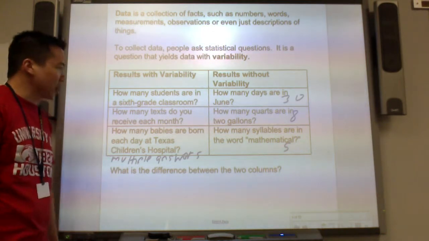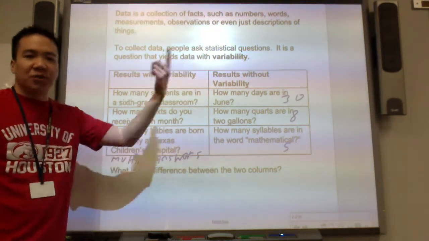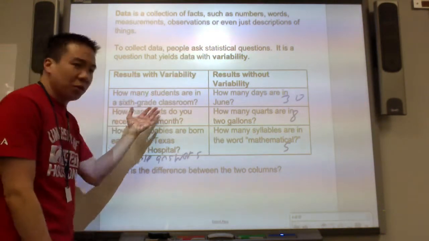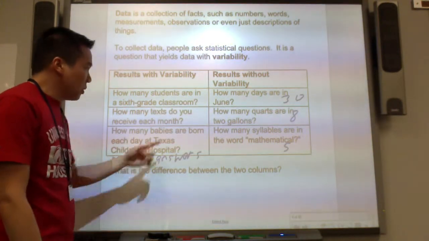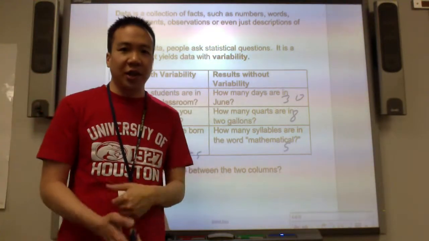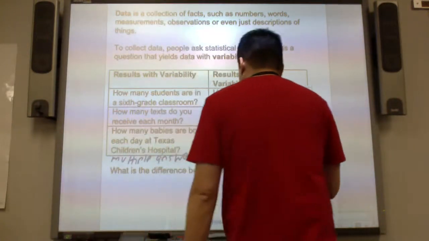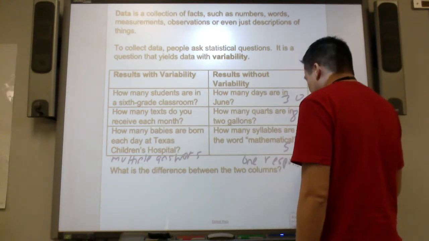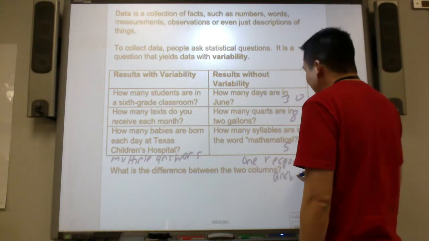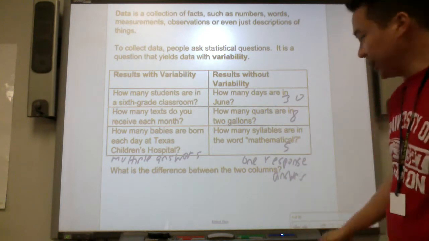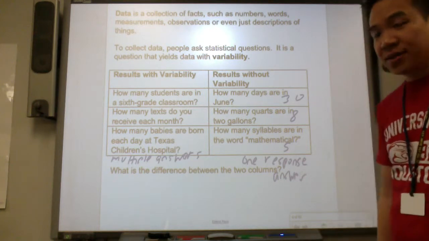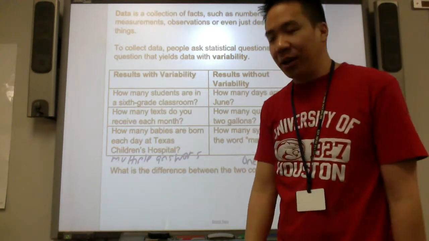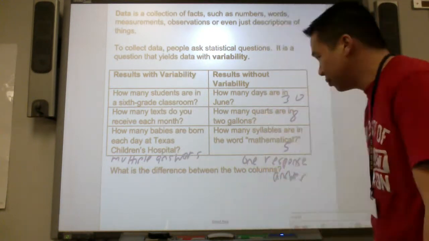How many students are in a sixth grade classroom? Which classroom? It could be my classroom, it could be Miss Meyer's classroom, it could be Miss Peacock's classroom. So all kinds of different numbers. But how many days are in June? It's just 30. That's it. So it has one response, one answer. So if something is without variability, it has one answer, one response. If something has variability, it has multiple answers.